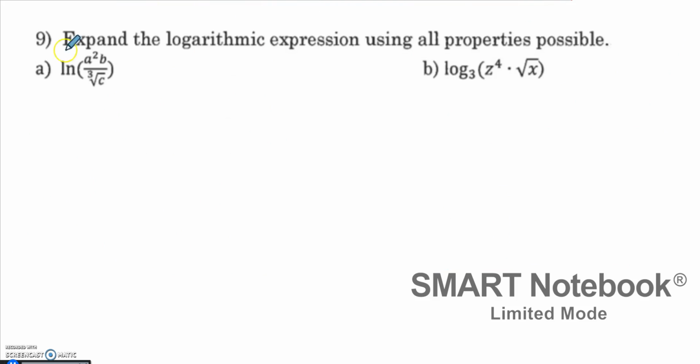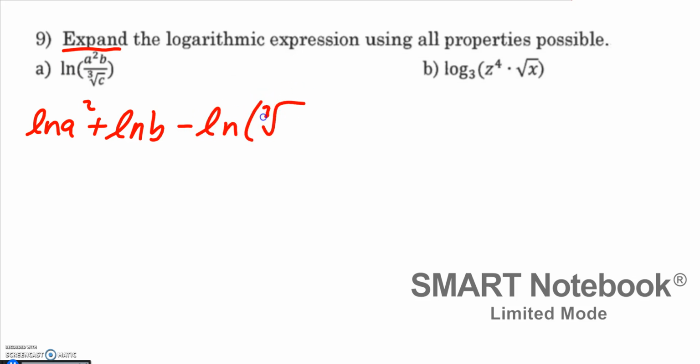Going the other way, expanding the log expressions. So now we're starting with something that we end with in part B, and we're trying to expand it. So because these two logs are in the numerator, we know they're being added. So it'll be ln of a squared plus ln of b, but because the cube root of c is in the denominator, that will be minus ln of the cube root of c. And yes, these could have parentheses around them as well if you wanted them to.